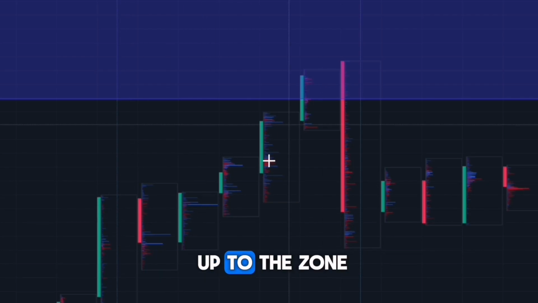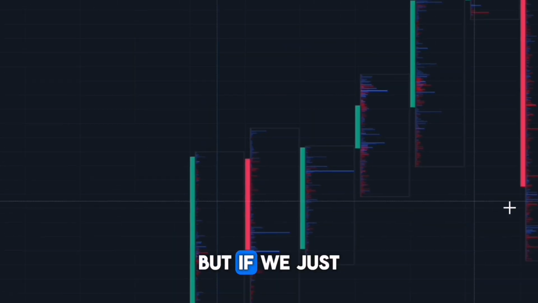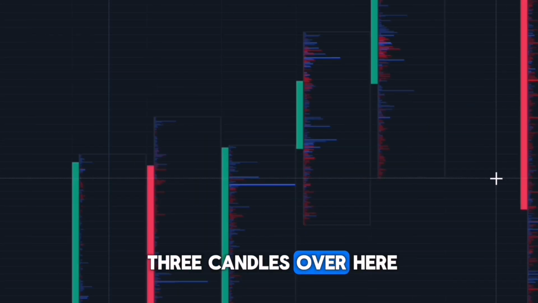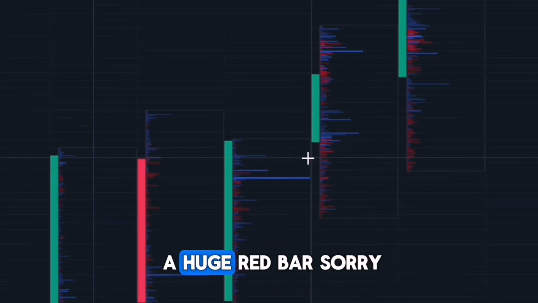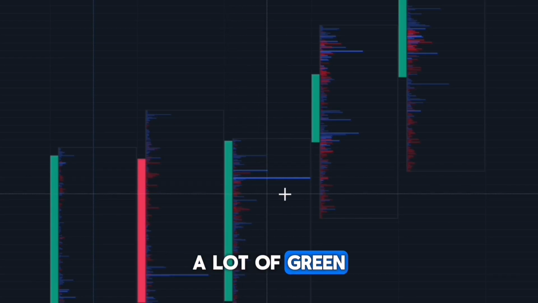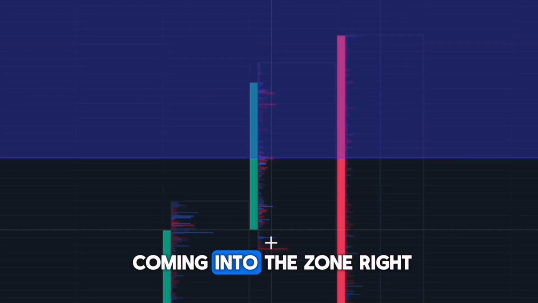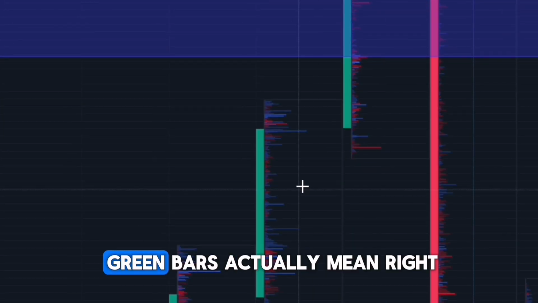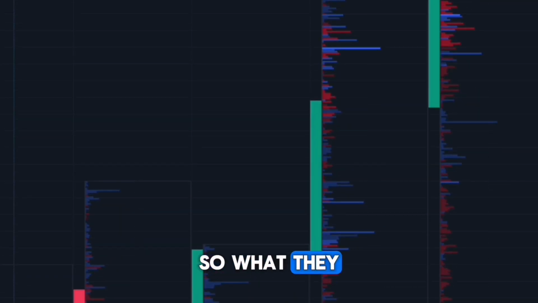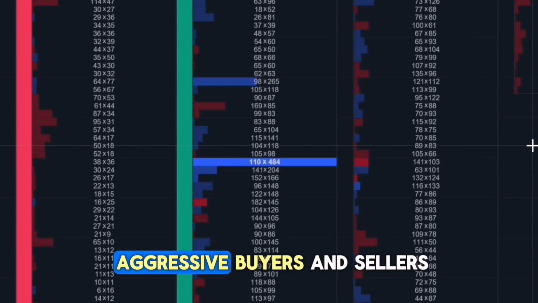When we lead up to the zone, we don't have to read every candle, and we certainly don't have to read every number. But if we just read these 3 candles over here, we can see a huge red bar, a huge green bar over here, a lot of green over here, and a lot of green over here. We even see a decent amount of green coming into the zone. So what do these green bars actually mean? What these green bars mean is that there are more aggressive buyers than sellers.